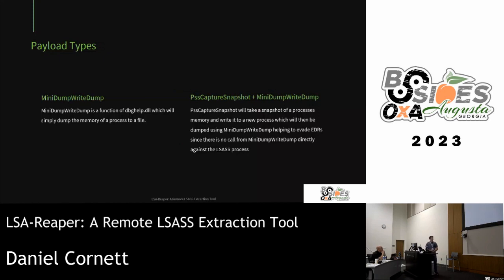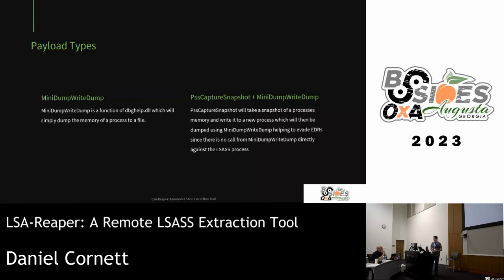We have MiniDumpWriteDump, and like I explained earlier, this will dump the LSASS process's memory straight into a file, which we can parse for credentials later. This is a slightly known attack. It's picked up a lot. It's not often blocked, though, because many legitimate programs use this function for debugging.